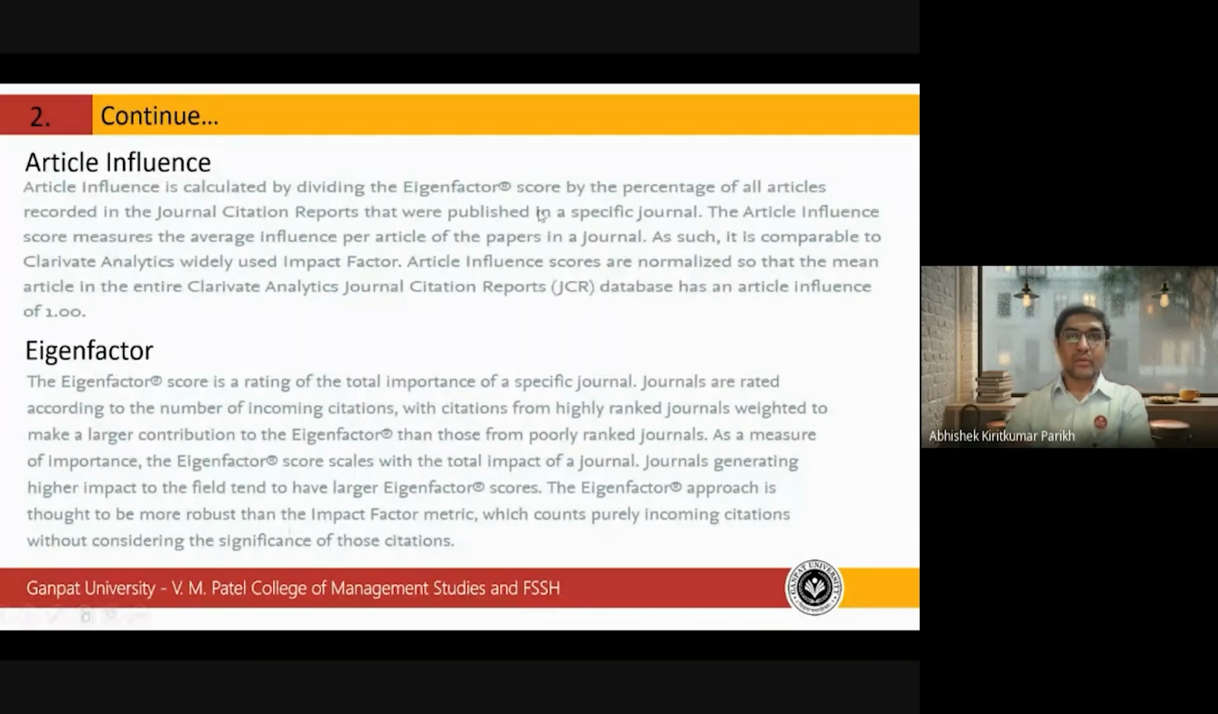Okay. Now the question here is, when I am talking about the eigenfactor score, it should be divided by the percentage of all articles recorded, right? So the question is, what is the eigenfactor? The eigenfactor score is a rating of the total importance of a specific journal, and journals are rated according to the number of incoming citations, with citations from highly ranked journals weighted more.